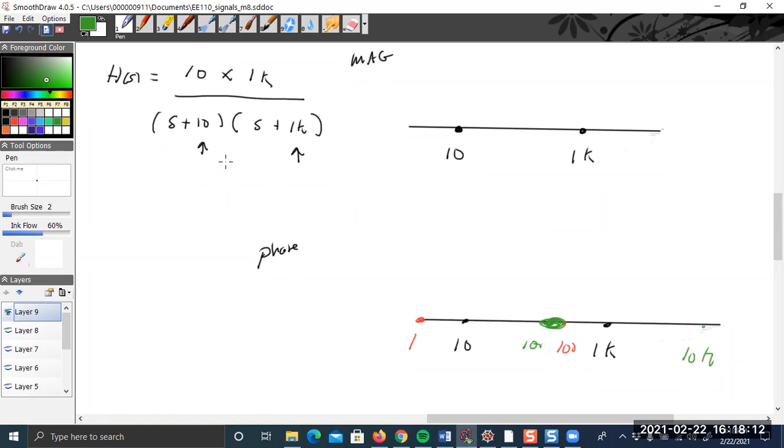I mean, the pole is minus 10, but the cutoff frequency is 10. Right. There's a pole at -10, pole at minus a K, but these breakpoints, right? That's a good question.